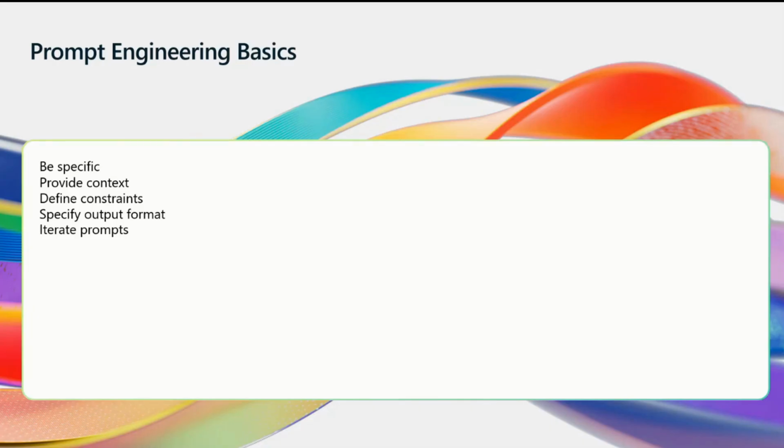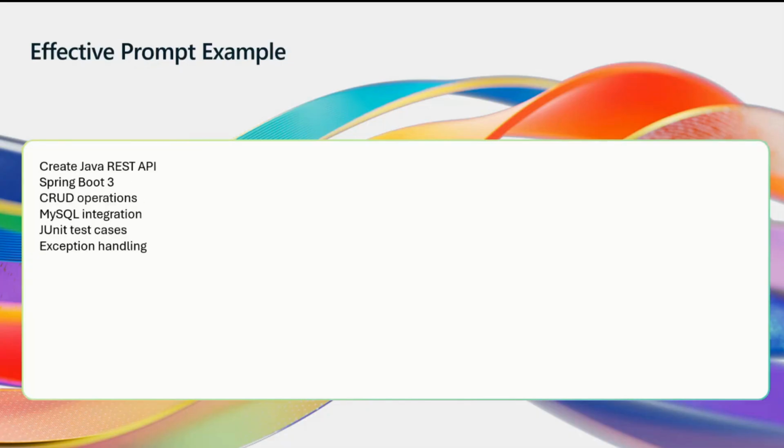And in case you do not get a proper response, what you can do is iterate over the prompt. You can just ask one more question or just repeat the prompt with a few changes. I'll show you an example. I'll build a simple Java REST API application using Copilot. I can build this application with Microsoft Copilot as well, but Copilot will just generate the code and ask me to copy that code into my IDE.